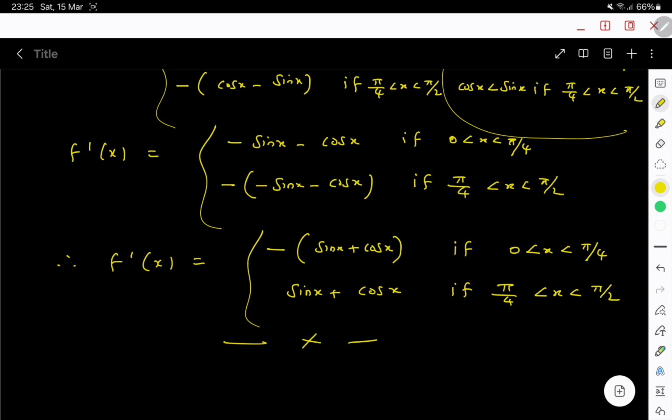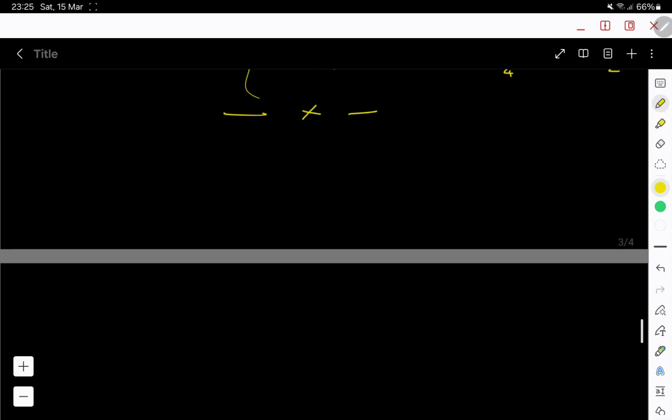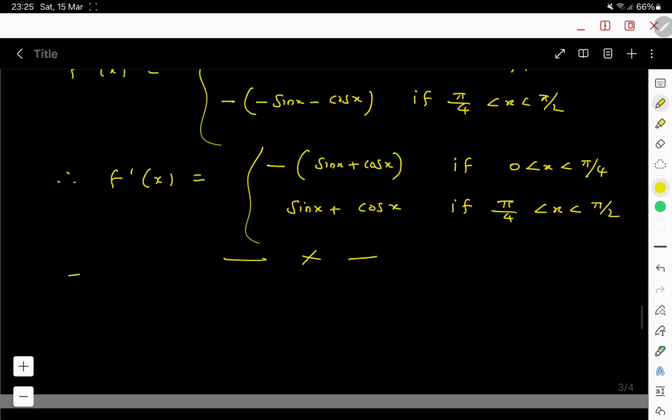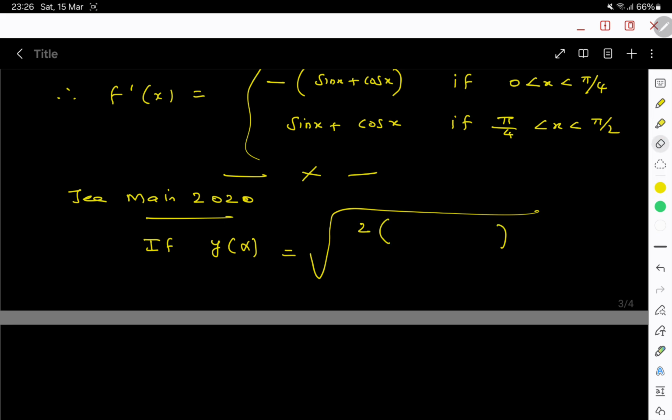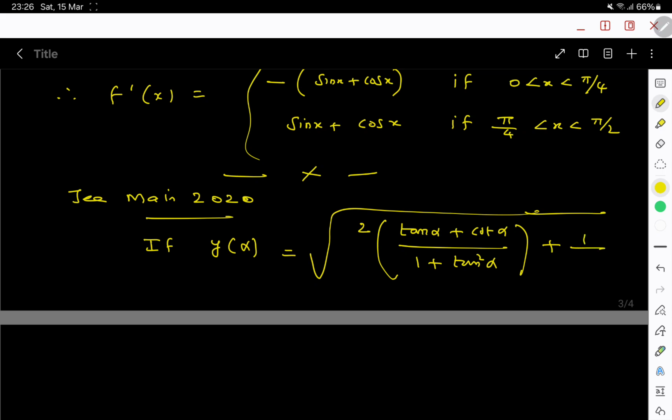Okay, so next question, JEE Main 2020. If y of alpha is equal to under root of 2 times (tan alpha plus cot alpha) divided by (1 plus tan square alpha) plus 1 by sin square alpha.